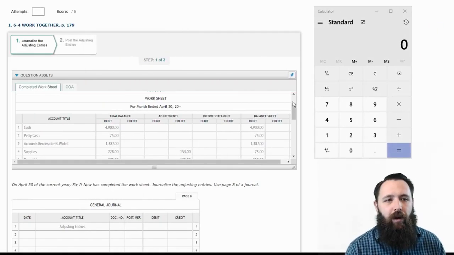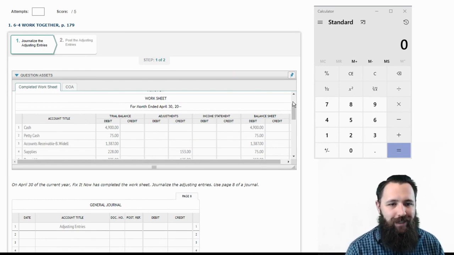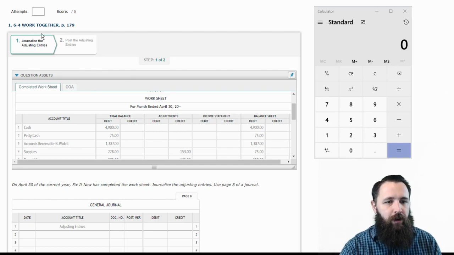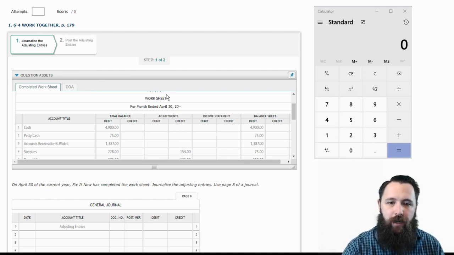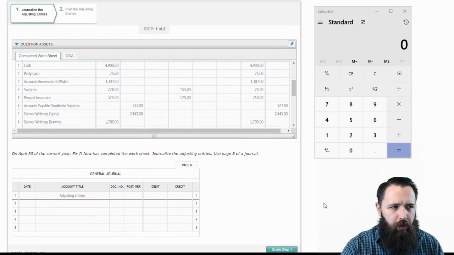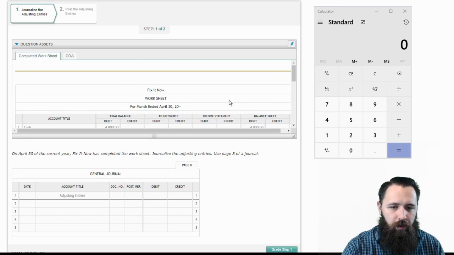All right, so here we are on 6-4, work together. Let's jump in and see what they're asking us to do here. It says journalize the adjusting entries. On April 30th of the current year, Fix It Now completed the worksheet. Journalize the adjusting entries. Use page 8 of the general journal.